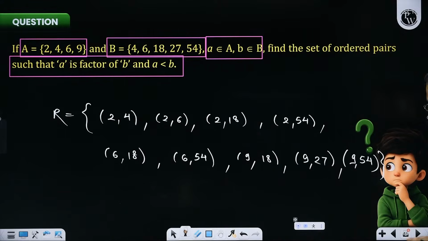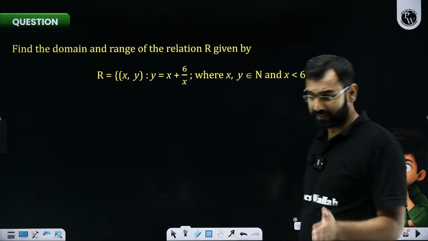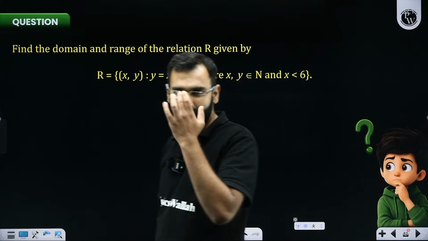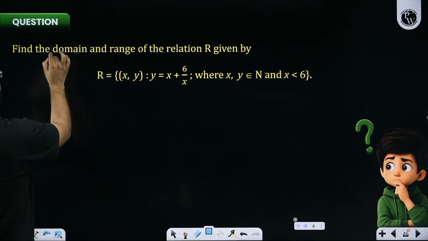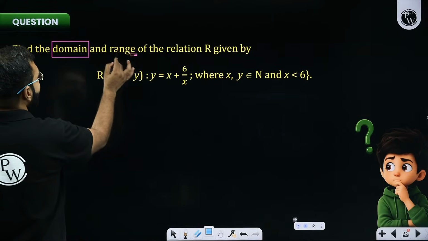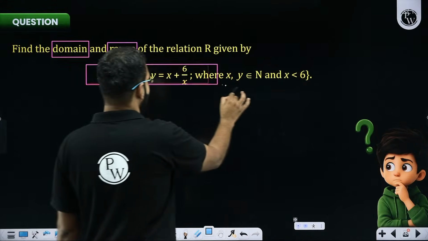Everybody got it? Everybody understood it? Shall I move towards the next question if you are processing all of these things in a crystal clear manner? Shall I bring the next question right there in front of you? It says, find the domain and range of the relation R, which is given by this definition.